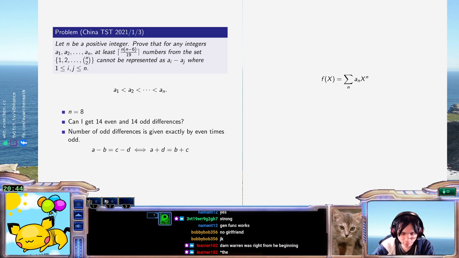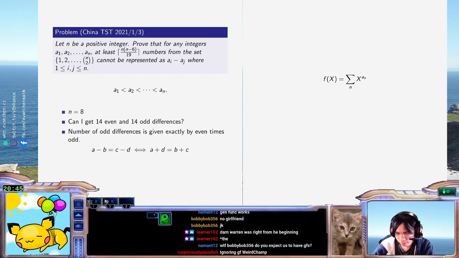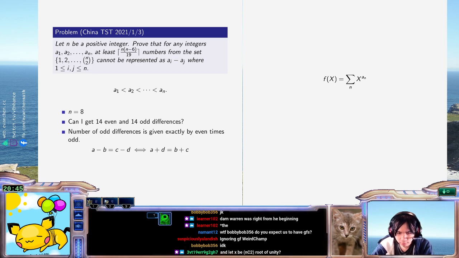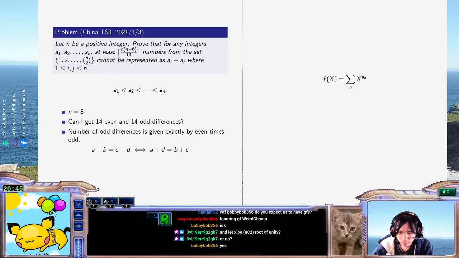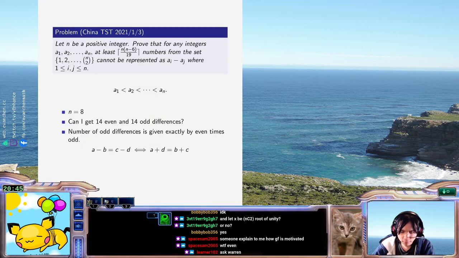Okay, so I take the generating function, and I guess you have to consider x inverse. That's fine. Sorry, what am I writing? x to the a_n. So you turn to the sum of x inverse, x to the a_n minus x to the a_n minus a_j. And I want the number of distinct monomials.